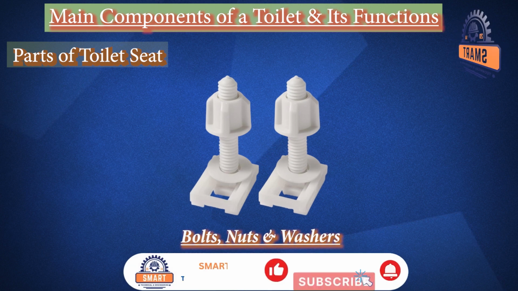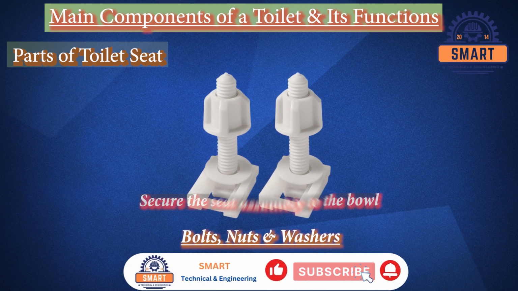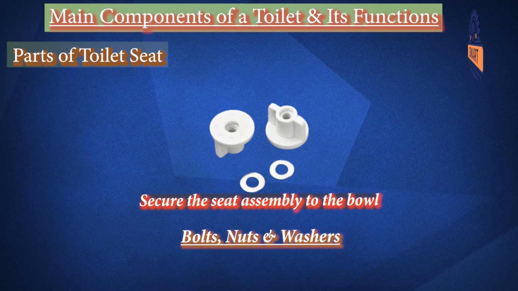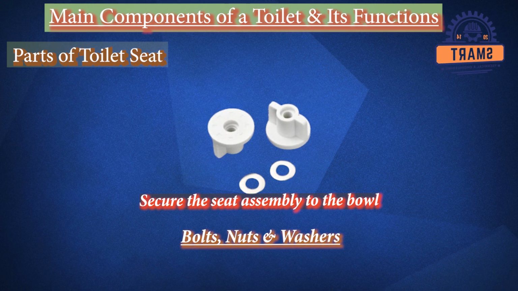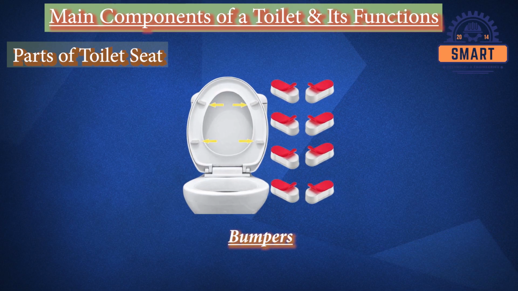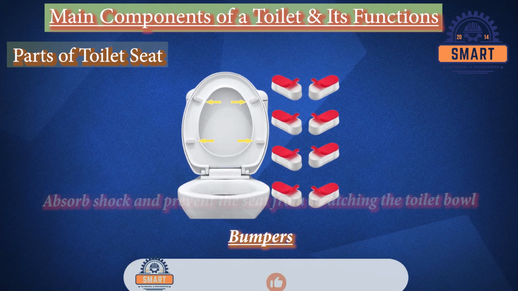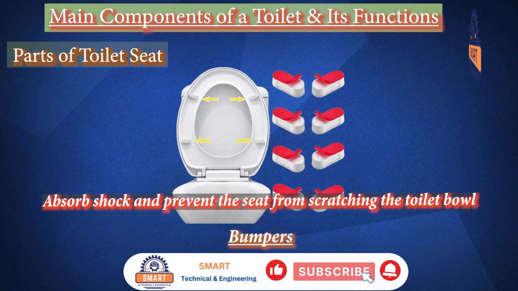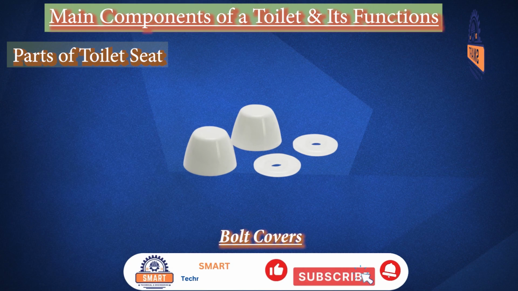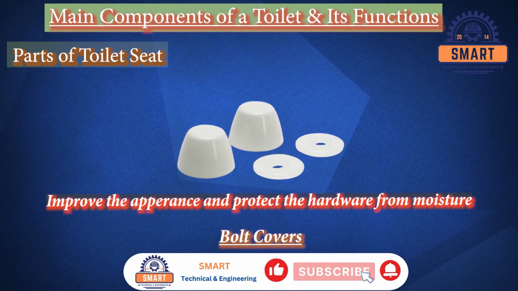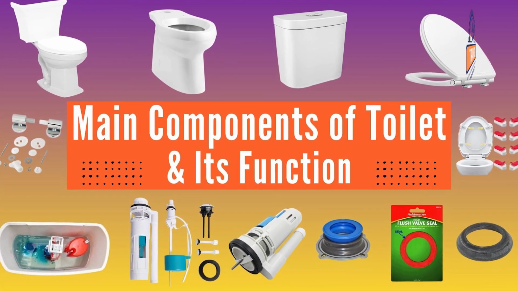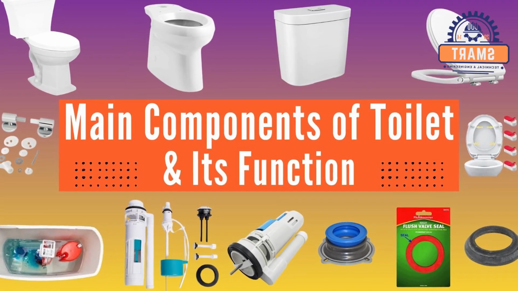Bolts, nuts and washers. Bolts, threaded posts that pass through the hinges and the toilet bowl to secure the seat assembly. Nuts and washers, fasteners that attach to the bolts to hold the seat and hinges firmly in place on the toilet bowl. Bumpers. Bumpers are small spacers on the bottom of the seat rim and lid that absorb shock and prevent the seat from scratching the toilet bowl. Bolt covers. Bolt covers are plastic pieces that cover the bolts and nuts, improving the appearance and protecting the hardware from moisture. As per our presentation, you will clearly understand and know about main components of toilet and its functions.